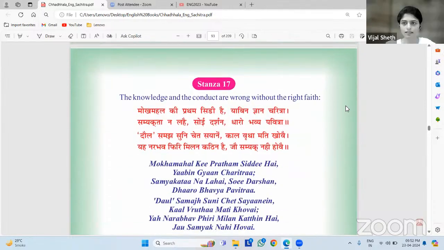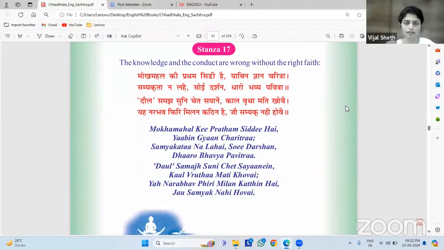So now this is the last stanza in the third dhal. He is just reinforcing your faith that Samyak Darshan is something which is worth attaining.